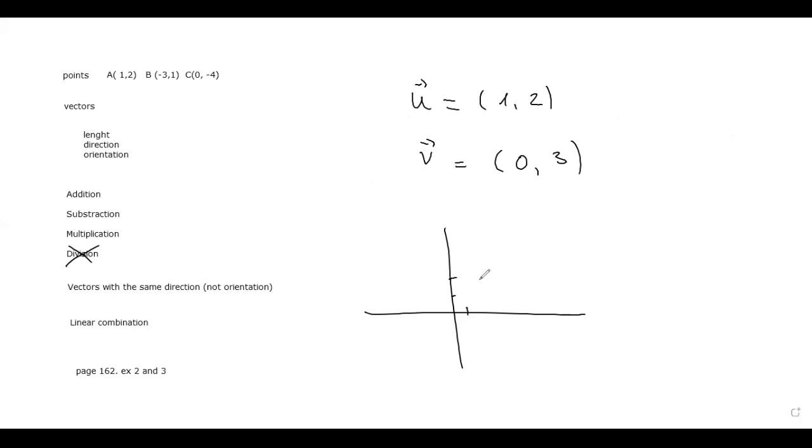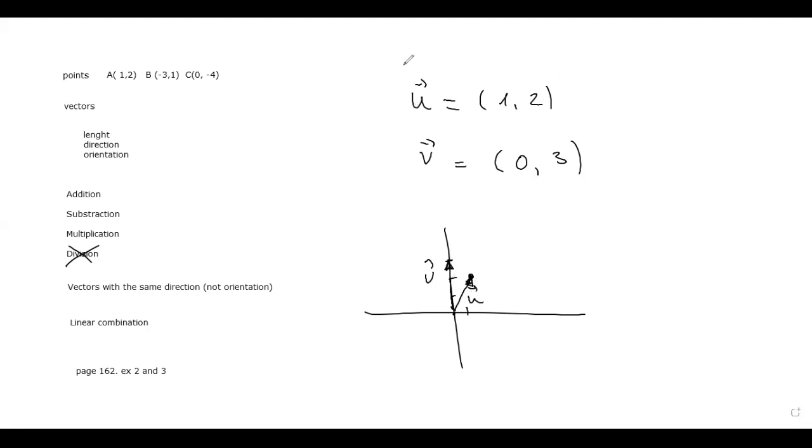Okay, this comes here. And v, which is (0, 3) in this case. So this is 0 on the x-axis, 1, 2, 3. This is v. Okay, what does it mean, a linear combination?